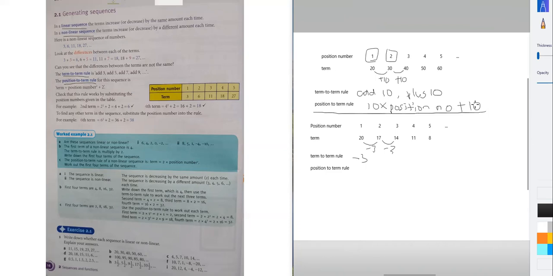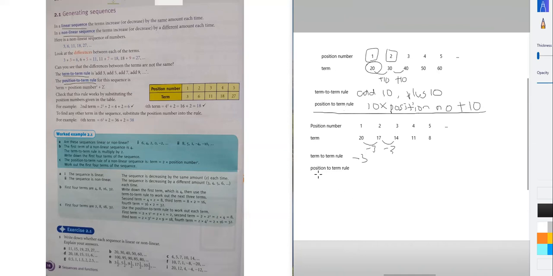Where is this 10 from? Because when you multiply 10 by 1, the position number is 1. Look at number 1. So then you only have 10 here. This part only has 10. So you need to plus another 10 in order to reach our question, which is 20 right here. All right. So this is how we get the position to term rule.